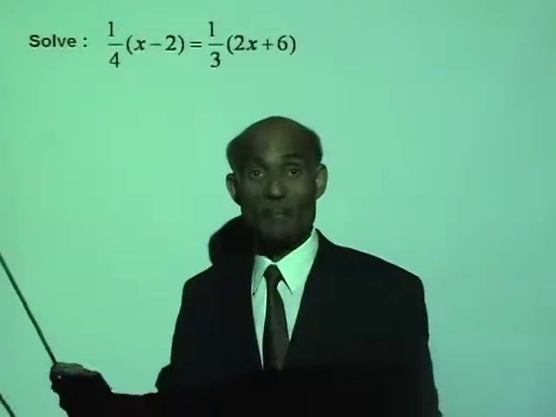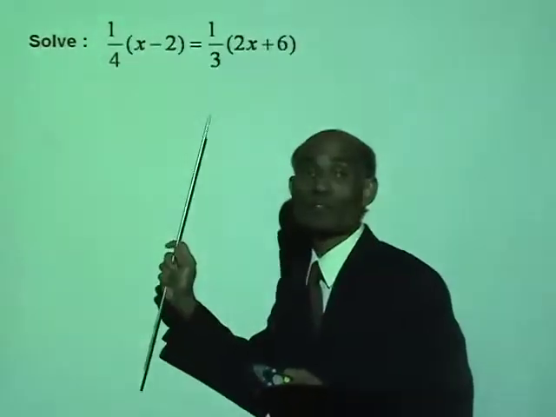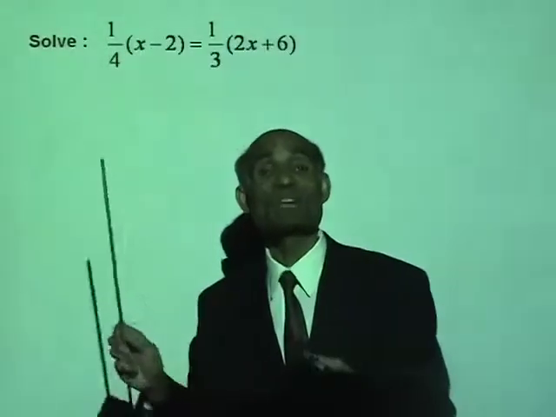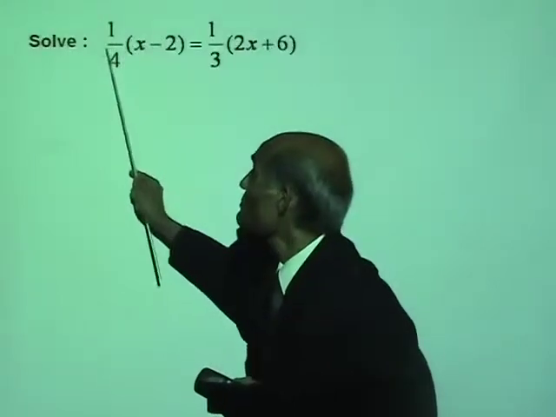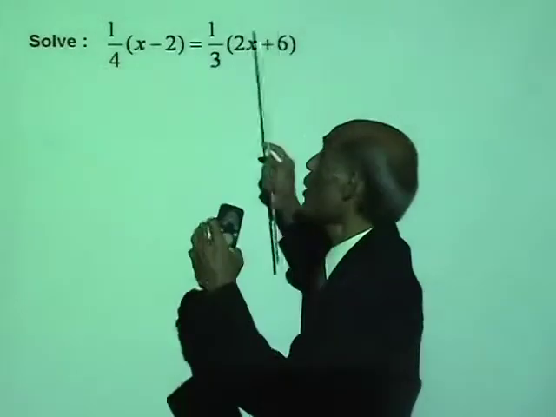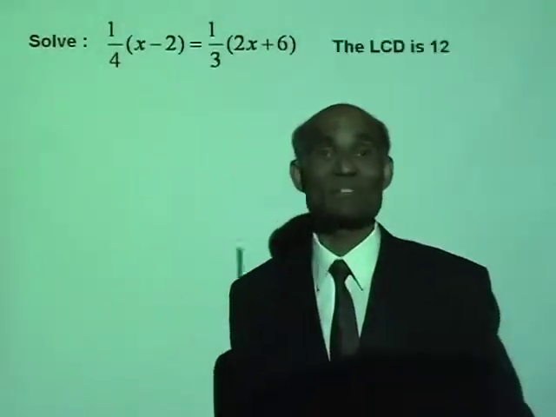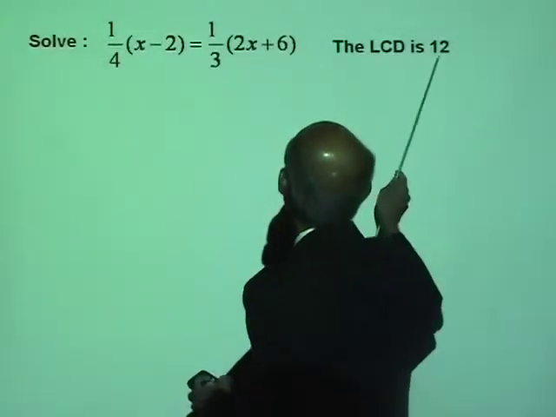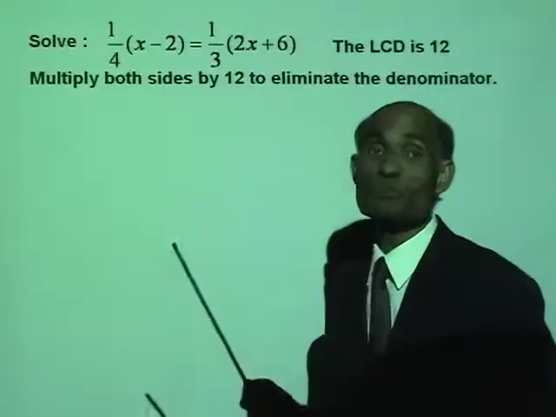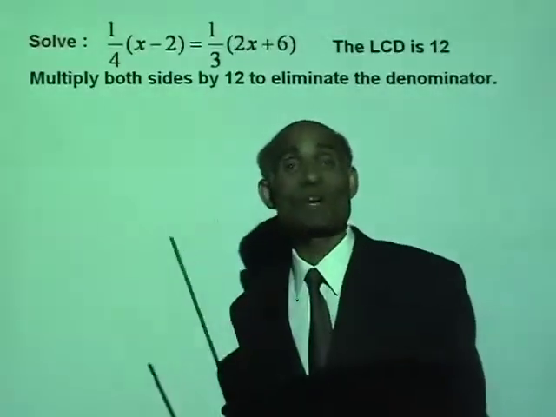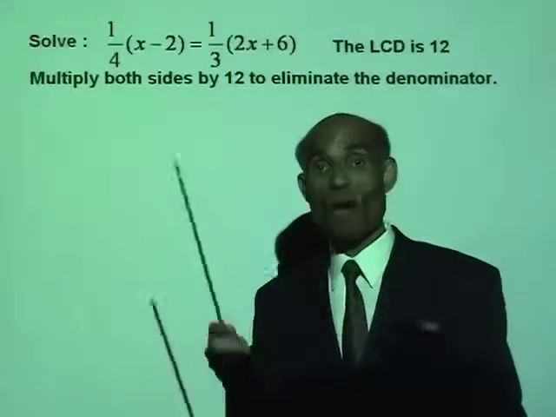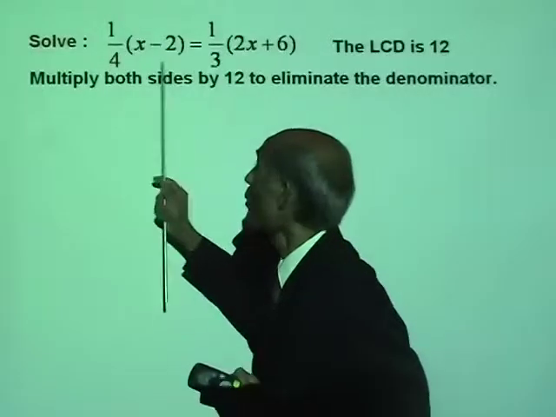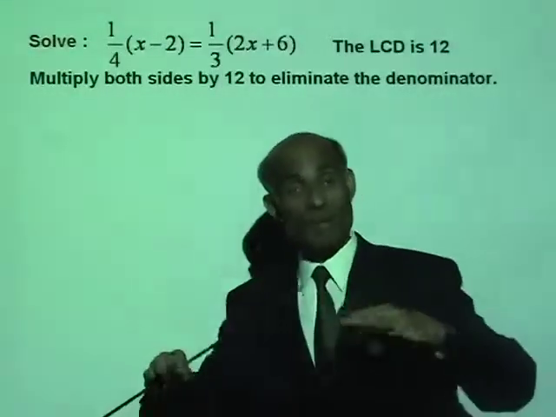That means 12 can be divided by 4. 12 can also be divided by 3. That means we will multiply the left side by 12, also the right side by 12. The LCD of 4 and 3 is 12. We multiply both sides of the equation by 12. Why? What is our motive? We need to get rid of this 4 and this 3 on the denominator.